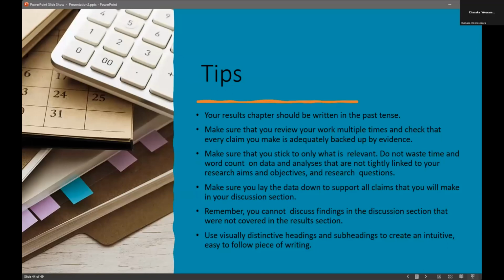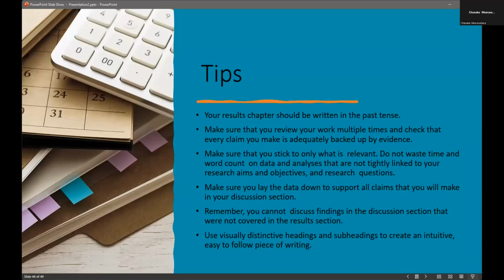Every argument and every claim you make, specifically in the results section, needs this. This is also applicable for all other sections when it comes to research. Anything you claim, you have to back it up with evidence, like citations, to make the reader believe that these are not just your ideas, but evidence-based arguments, right?